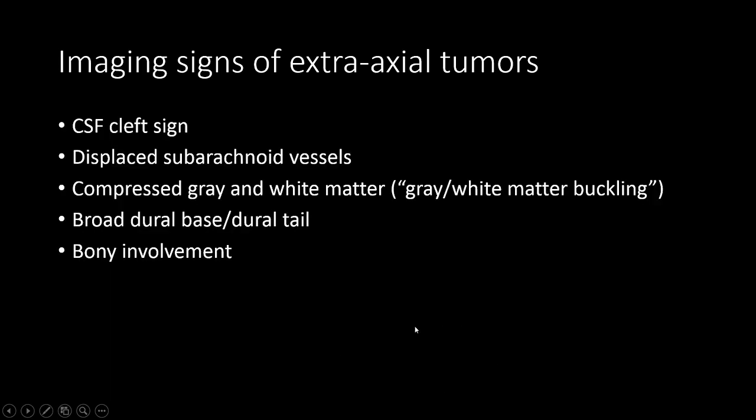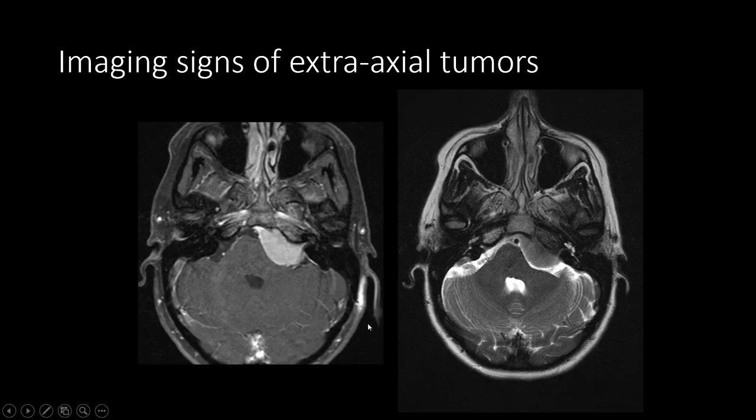So there are various imaging signs that can help distinguish extraaxial masses from intraaxial masses. Usually the distinction is pretty obvious, but especially for large neoplasms or large masses, it can be quite challenging to distinguish whether the mass arises from the brain or from outside the brain. So these are some of the imaging signs that we'll discuss.